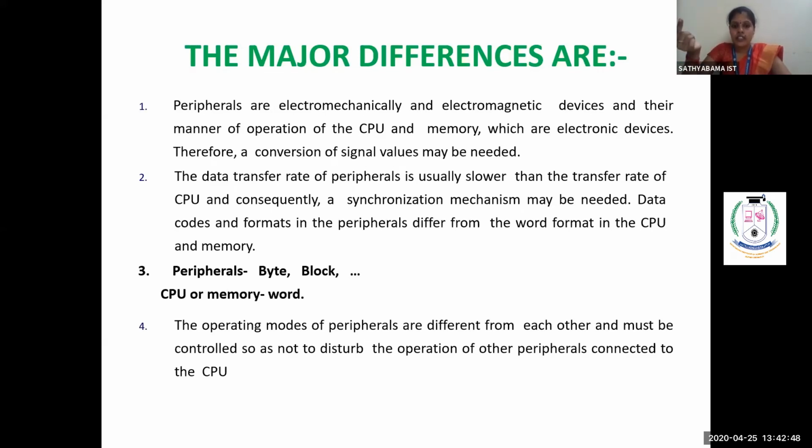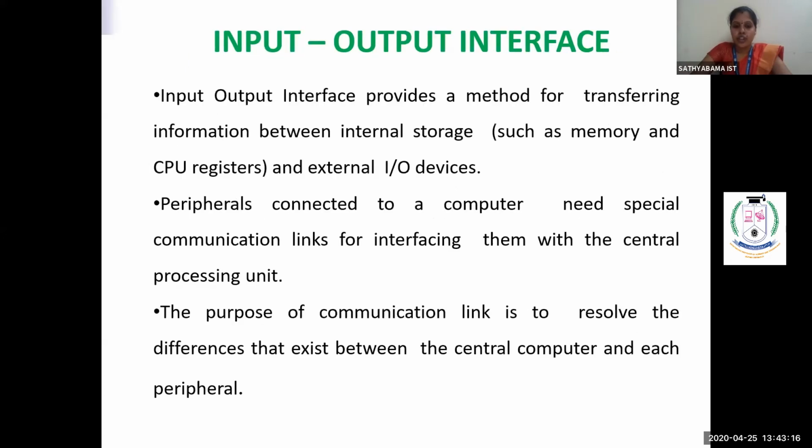The second difference: the data transfer rate of peripherals is usually slower than the transfer rate of the CPU. Consequently, a synchronization mechanism may be needed. The CPU is fast, peripherals are slow, so in that case also you need a communication line. The third difference: data in peripherals are in code and format, which differ from the word format in the CPU and memory. To resolve these three differences, we need the input-output interface, that is, the communication link.